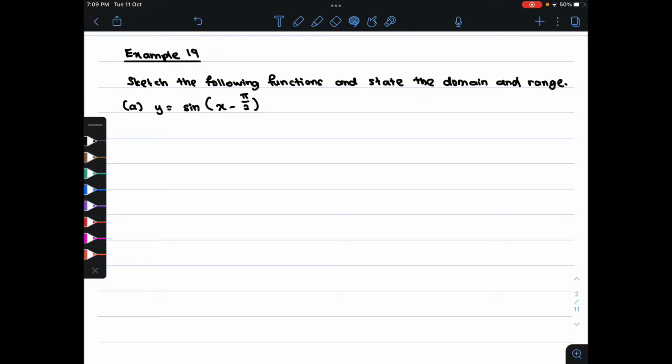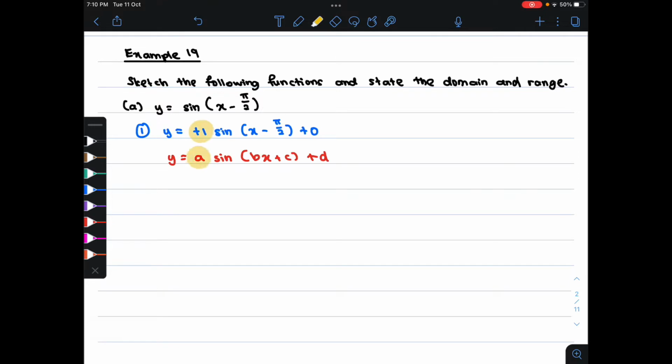Let's try and do example 19, question A. So you have y equal to sine x minus pi over 2. So this is a sine function. Try to write it in this form, which is a sine bx plus c plus d. So note that here in front of sine, this is actually positive 1. And here at the back, it is plus 0.